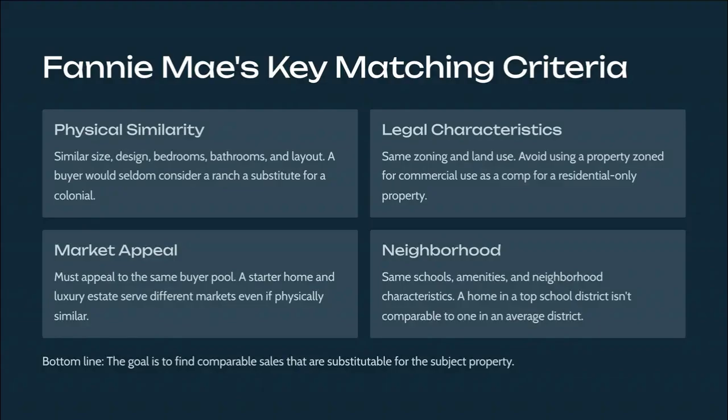Neighborhood considerations complete the matching criteria. Properties must be located in areas that compete for the same buyer pool. This doesn't mean identical neighborhoods, but rather neighborhoods with similar appeal, amenities, and market perception. Buyers typically develop preferences for certain areas based on schools, commute times, amenities, and lifestyle fit. Your comparable sales should come from areas that buyers would seriously consider as alternatives.